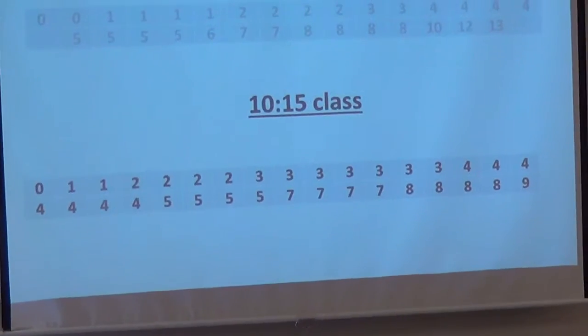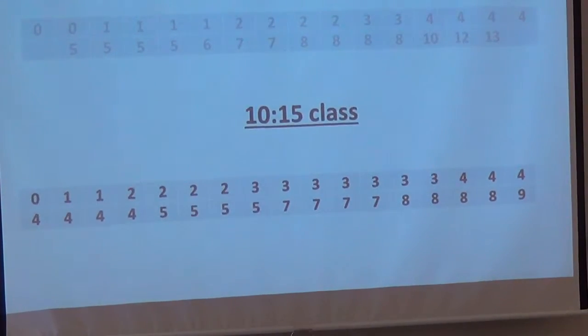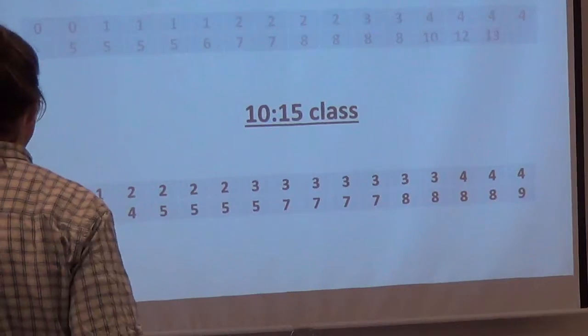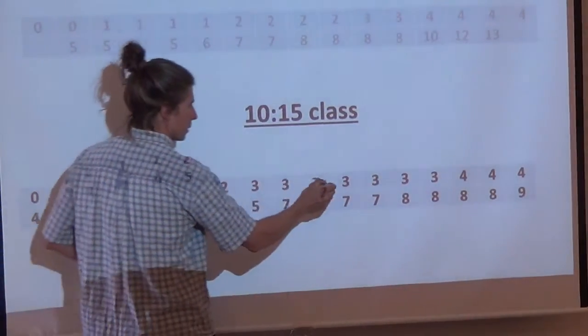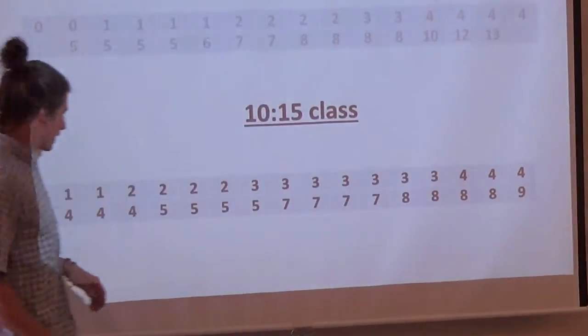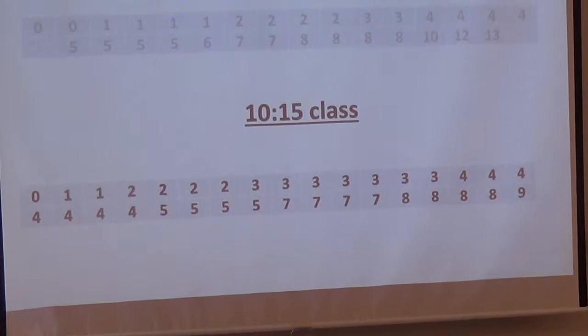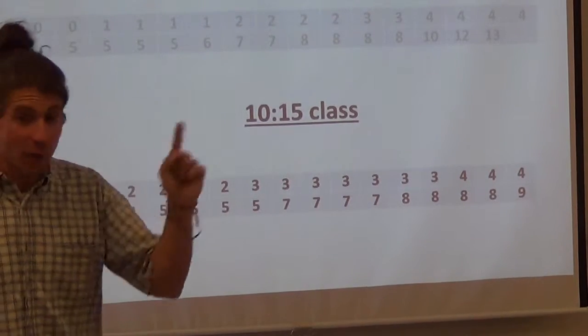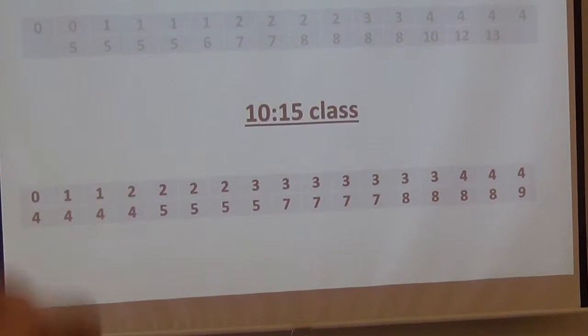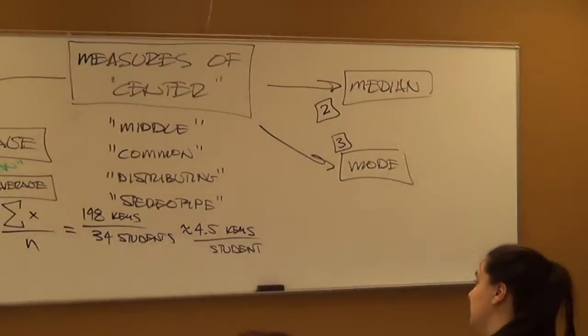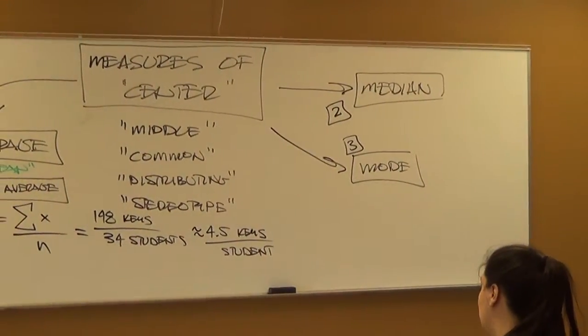Does any one of our numbers appear most often? 3 or 4. Do they both occur the same number of times? There's 7 3s and 7 4s. That means we have a bimodal distribution. They both occur 7 times. Therefore, let's scroll this back over. We have 2 modes.